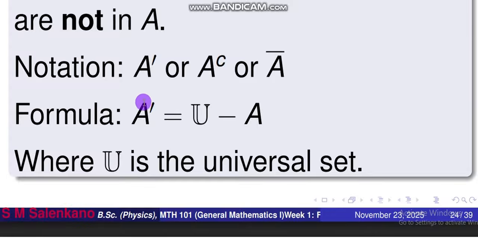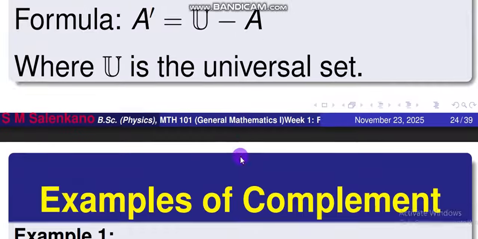And here is the formula. A complement equals universal set minus set A. So you extract all the elements that are in A, you cancel them, and you leave only elements in the universal set that are not in A, where this symbol is the universal set.